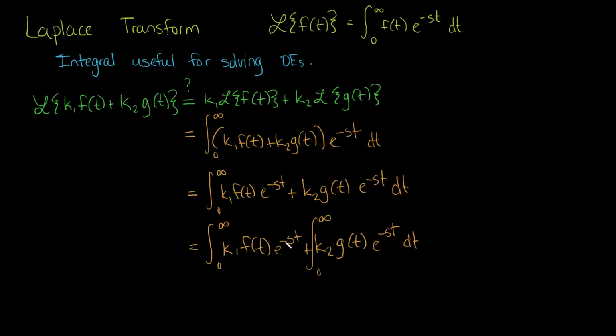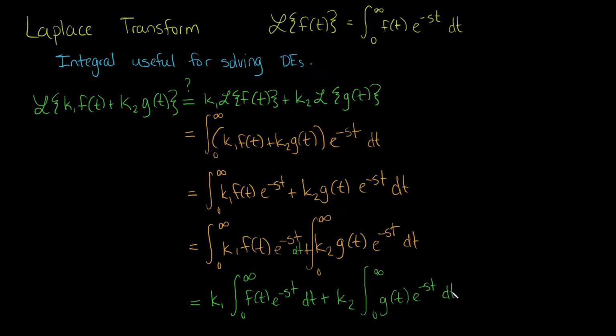Finally, because we can factor out constants, and I'm going to switch colors because we're nearing our incredible finale, we can take out this constant, and what we're left with is k1 times the integral from 0 to infinity of f of t times e to the negative s t dt. I forgot a dt here. Plus, when we factor out the k2, the integral from 0 to infinity of g of t times e to the negative s t dt.